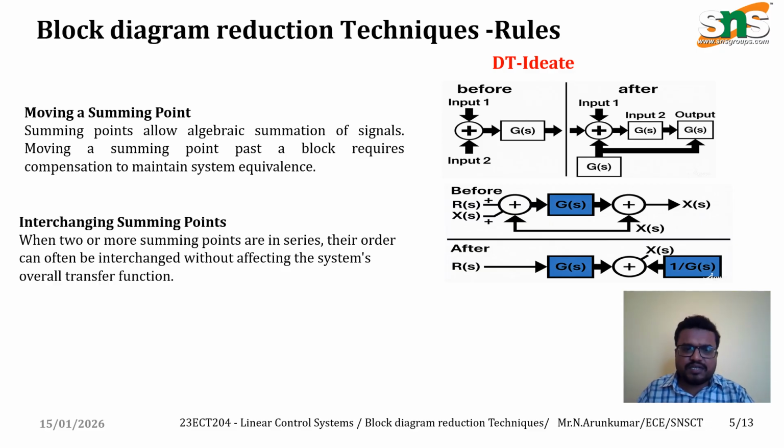And next one is interchanging summing points. While interchanging summing points, we need to consider the block and the output and input of the systems. Here they give an example: plus and plus, where both the input and output are handled with the help of the controller G(s). After interchanging, the corresponding G(s) is moved towards the next of the block, so that the formula changes to 1 by G(s). So these are the rules of interchanging summing points.